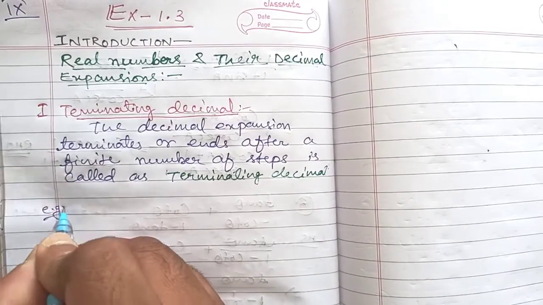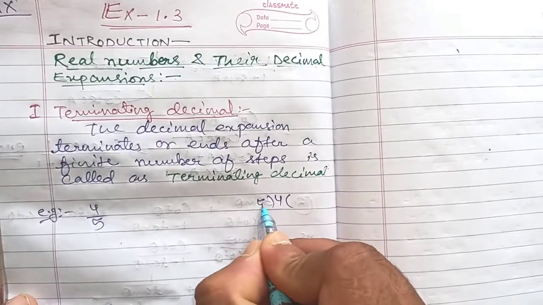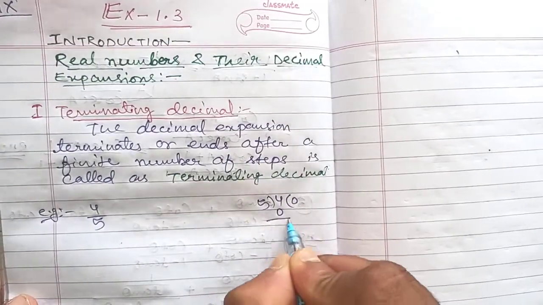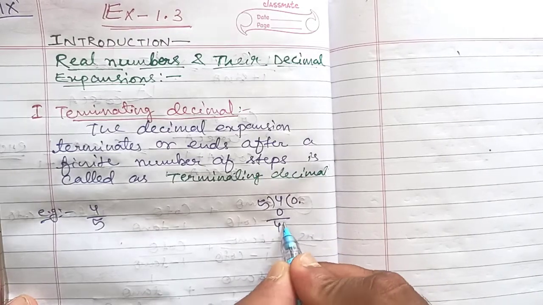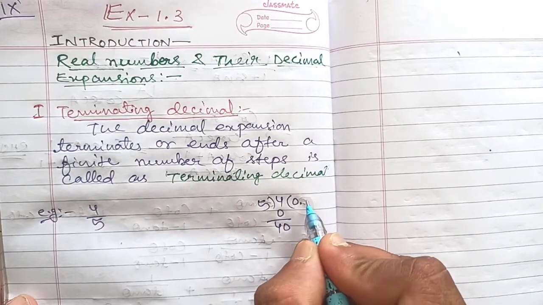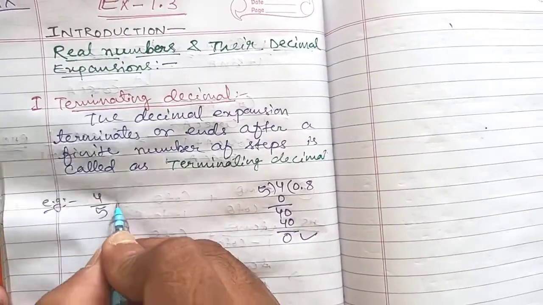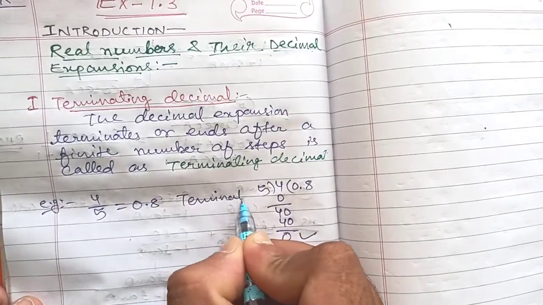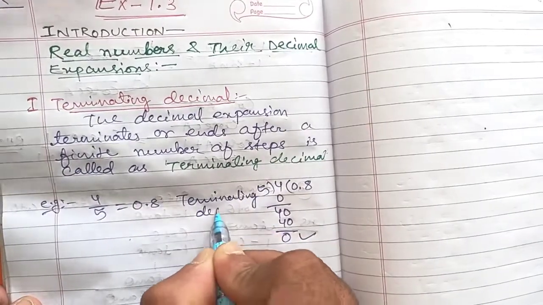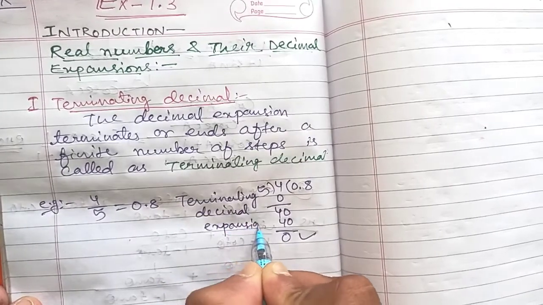One example I am giving. Suppose 4 by 5. When I divide 4 by 5, 5 zeros are 0, 4 carry, and I bring the decimal here. After putting a decimal we get a 0. 5 8s are 40. What is the remainder? The remainder is 0 and the answer is 0.8. This type of decimal expansion is called a terminating decimal expansion. Okay, are you getting it?